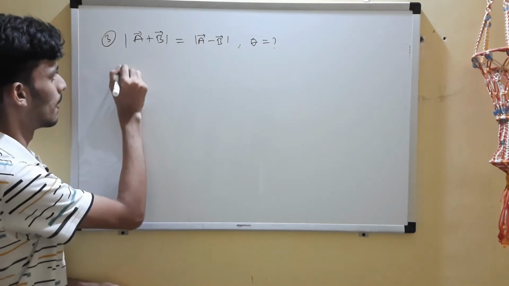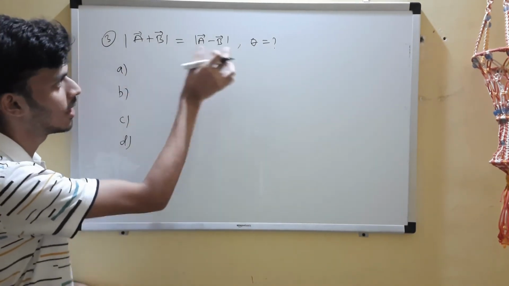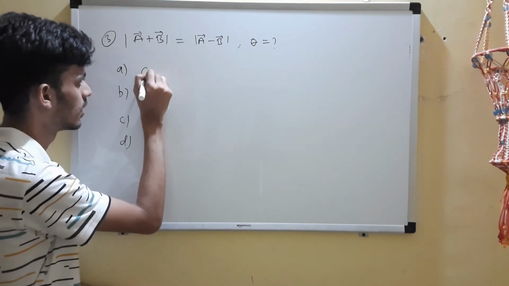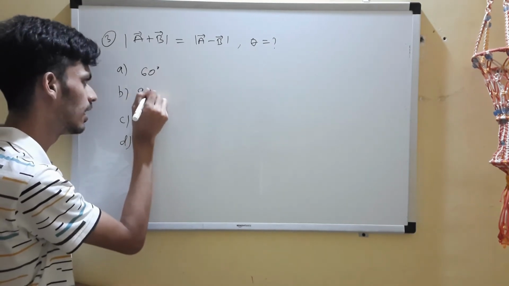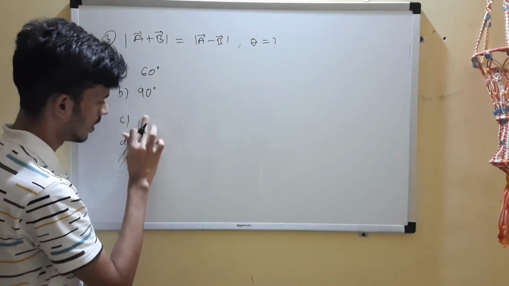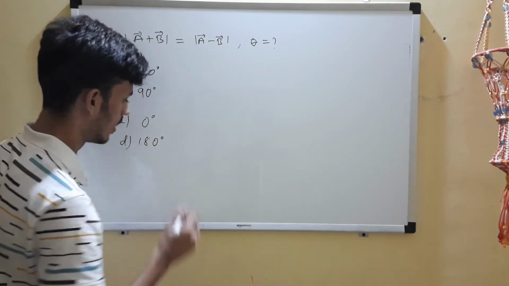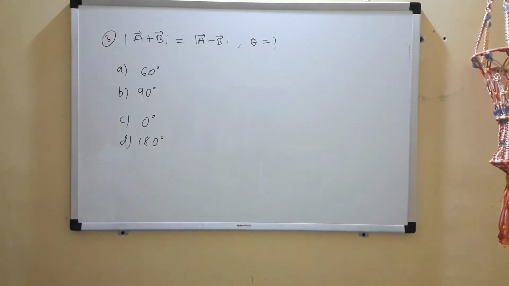So options A, B, C, D. I'll give you options. For what theta is this true? Is it for 60 degrees? Is it for 90 degrees? Is it for 120, or 0 degrees, or is it true for 180 degrees? You can try that out. It's a good question, I'll say. Now I will try it.